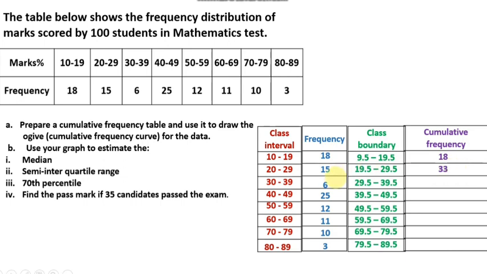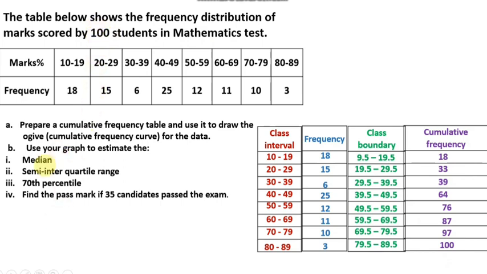Then 33 plus 6 is equal to 39. 39 plus 25 is equal to 64. 64 plus 12 is equal to 76. 76 plus 11 is equal to 87. 87 plus 10 is equal to 97. And 97 plus 3 is equal to 100, which is exactly the same as the number of students stated.